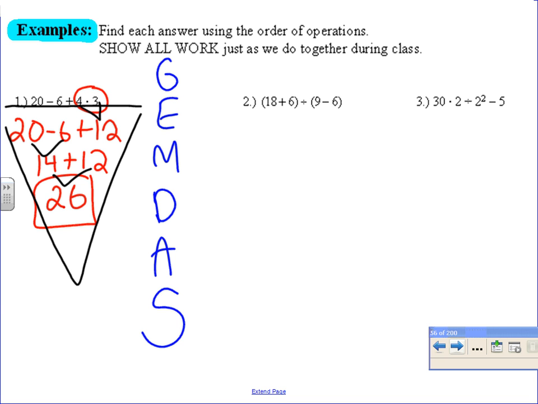Okay, let's go to number 2. This is kind of one that Charles was talking about. There's 2 sets of grouping symbols. If there's 2 sets of grouping symbols, go from left to right. Take care of what is inside each of them. So let's take care of this one first, because GEMDAS tells us take care of what is inside grouping symbols. 18 plus 6 is 24. So I'm going to write that divided by 9 minus 6. So I'm going to rewrite the second set of parentheses.